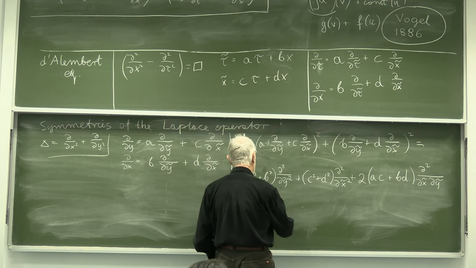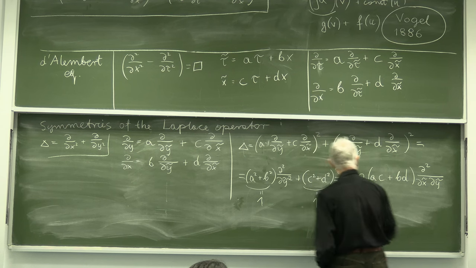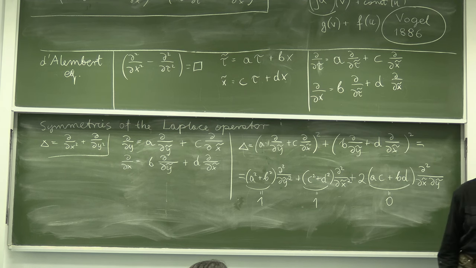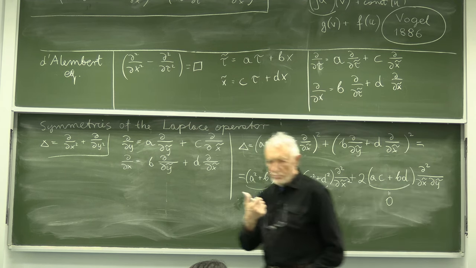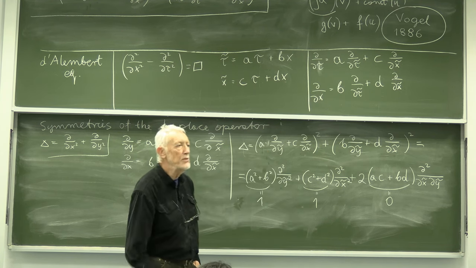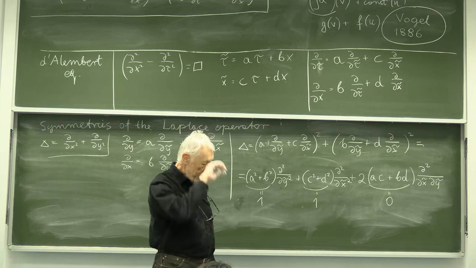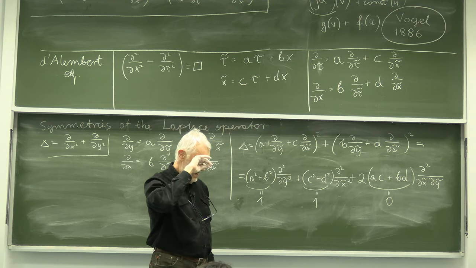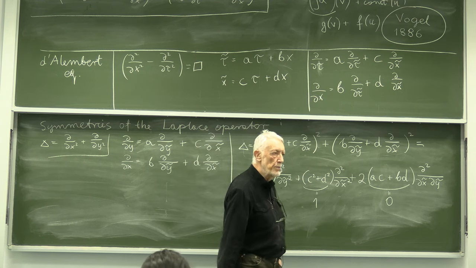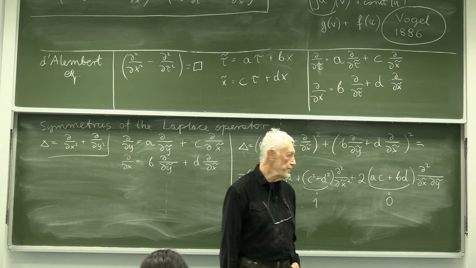So this must be equal to 1, this must be equal to 1, and this must be equal to 0. Yeah, this is the answer. And three equations for four parameters. So in principle, we are able to solve them and find all the four parameters as functions of a single parameter. Okay.